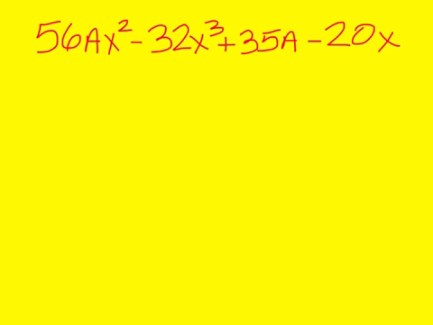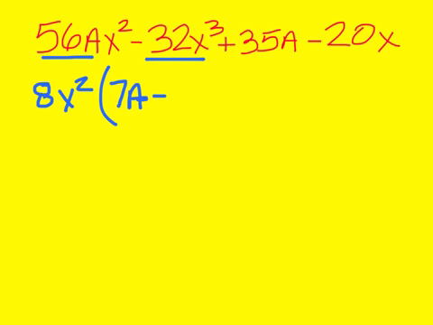Where should I start on this? 56ax squared minus 32x to the third. Alright, so we'll start here, and if we do that, what can we factor out of 56ax squared and 32x to the third? 8x squared, yes. And to get back to 56ax squared, I would have to multiply by 7a. And then for the 32x to the third, I'd have to have a 4x.